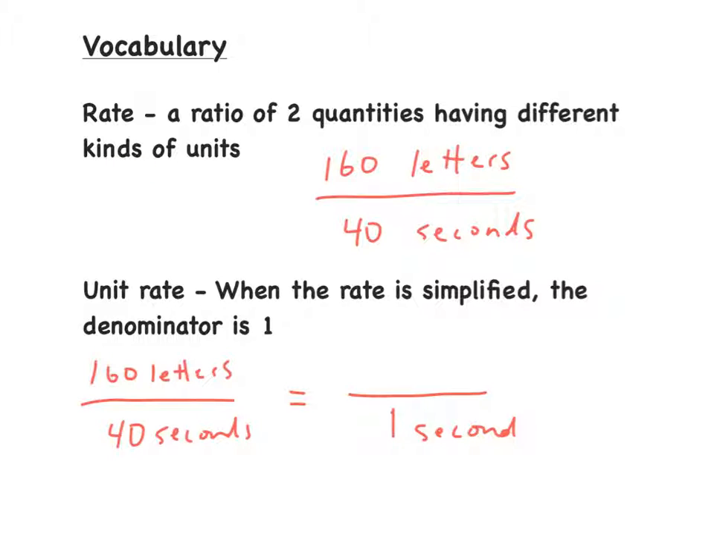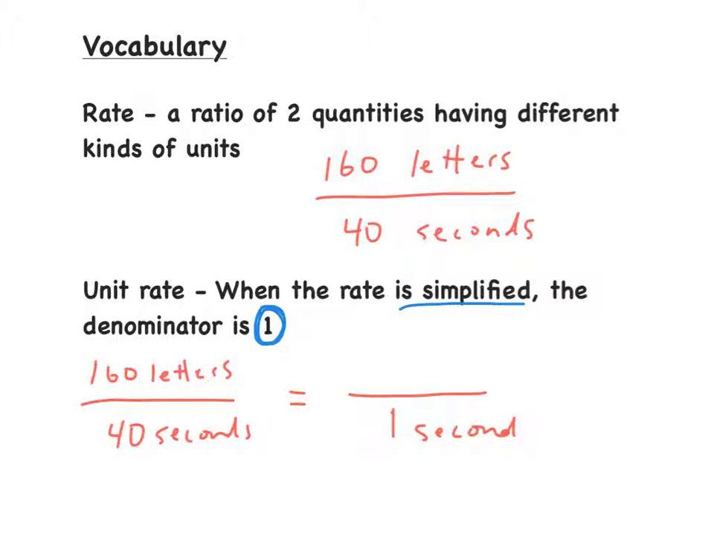So for example, I have this rate right here. Two quantities. We have letters and seconds. They're different kinds of units. So in this example, this means that I can type 160 letters for 40 seconds. That's what this rate means. The unit rate is when the rate is simplified. It's when it is simplified and the denominator is 1.